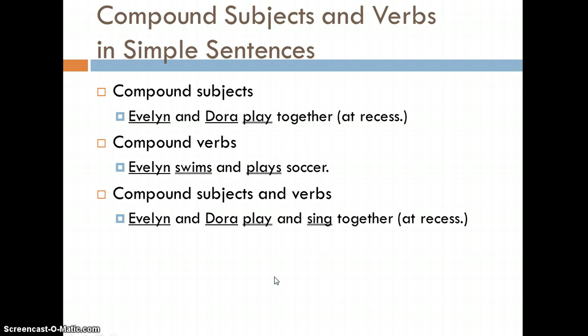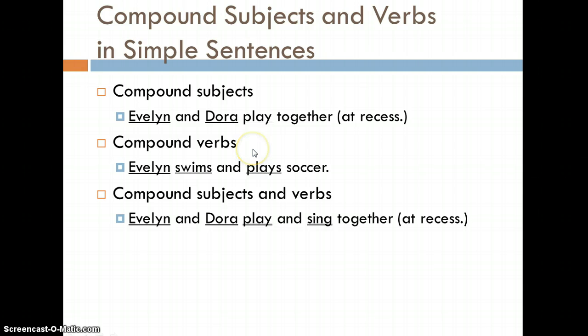It's possible to have more than one subject or more than one verb, even in a simple sentence. So here are some examples. Compound subjects are when we have more than one subject. If we look at this example, Evelyn and Dora play together at recess. At recess is a prepositional phrase, so we can just ignore it. Our action is play, and if we ask who plays, we have Evelyn and Dora. So those are the subjects of the sentence.